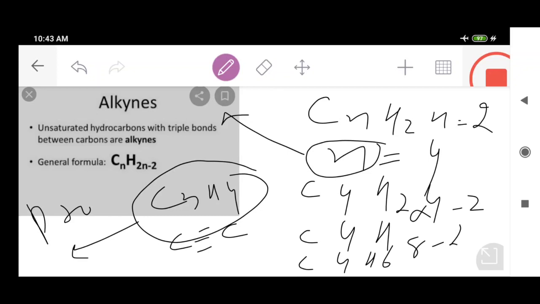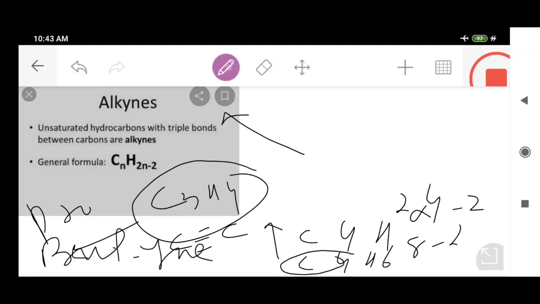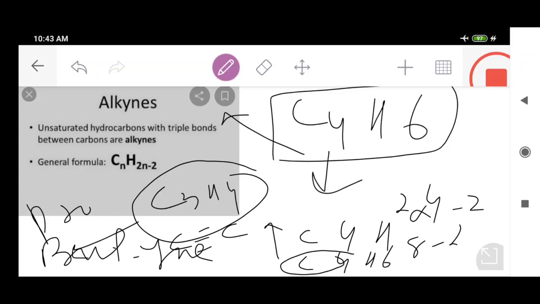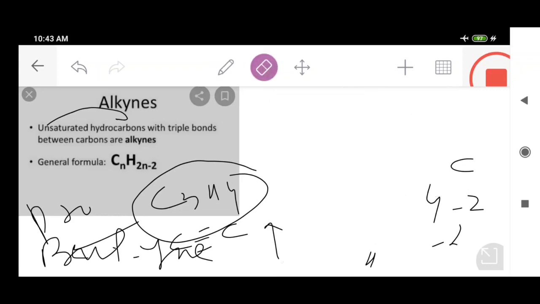C4, that is 4 carbon atoms. I told you people 4 carbon atoms are called but, and yne because there is a carbon-carbon triple bond. So this is called butyne. C4H6 is called butyne. But is used for 4 carbon atoms, and there's a carbon-carbon triple bond because it's an alkyne. That's why I told you these are unsaturated hydrocarbons with triple bonds. That's why this is called butyne.